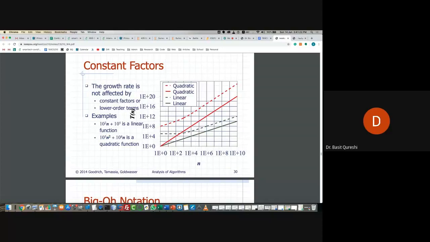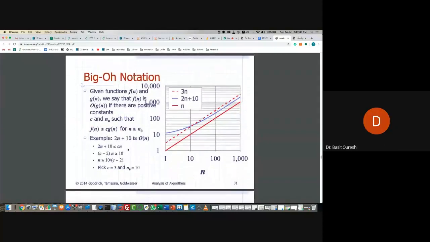Compare this to the quadratic function. Here we're doing the same thing: 10 to the power 5 n squared plus 10 to the power 8 n, and so on. Again, remember the constant values which appear before a function itself, for example 10 to the power 5, 10 to the power 8. They have an impact, but it's not a very big impact on the growth function itself. So later on, when we study the big O notation, we'll see that we can easily ignore these constant terms.